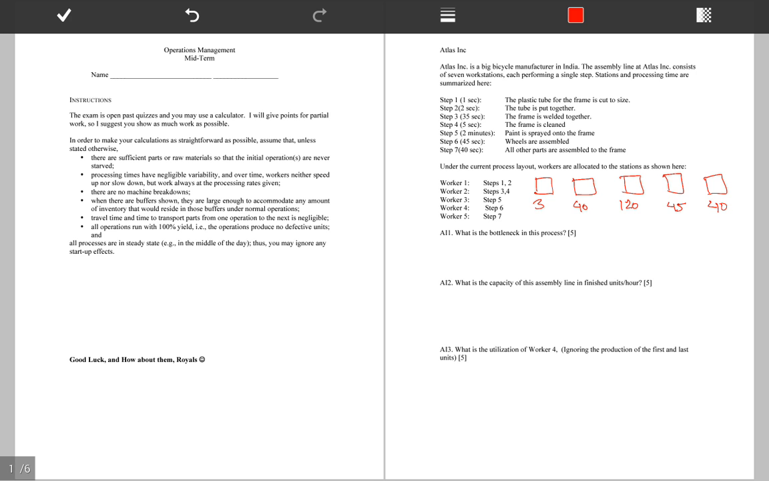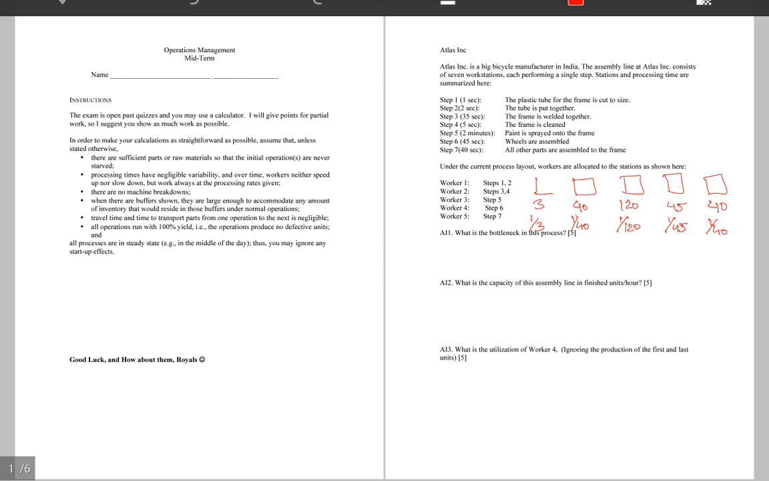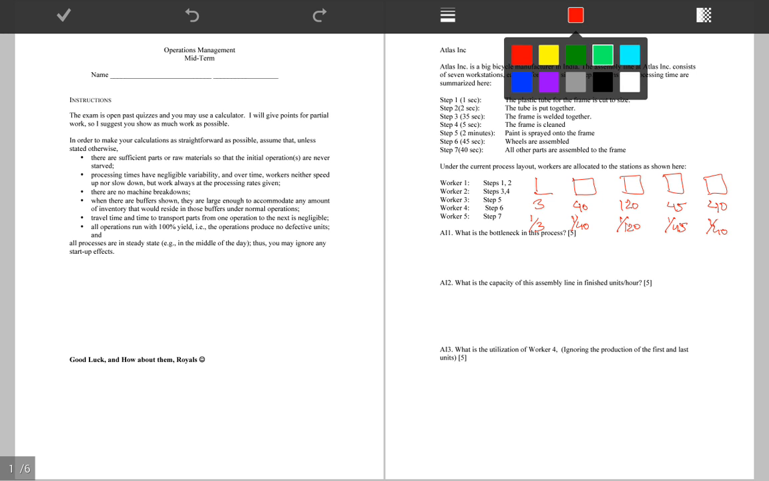As there is 1 worker in each station, the capacity is 1/3 units per second, 1/40 units per second, 1/120 units per second, 1/45, and 1/40 units per second. Well, you can notice that this has the slowest capacity, so worker 3 must be the bottleneck.